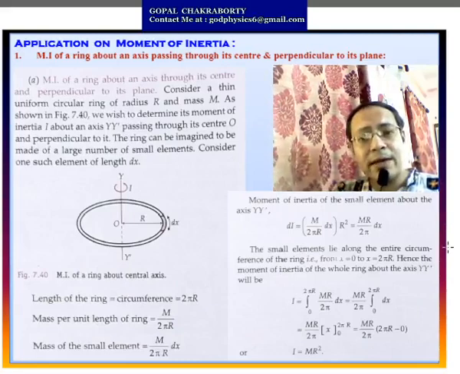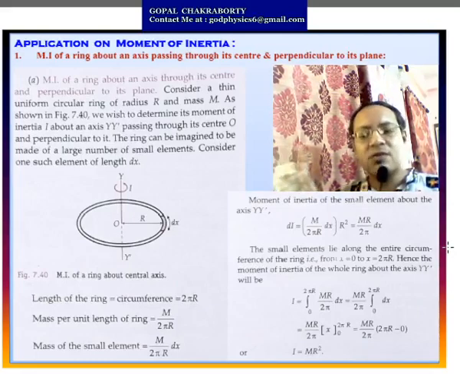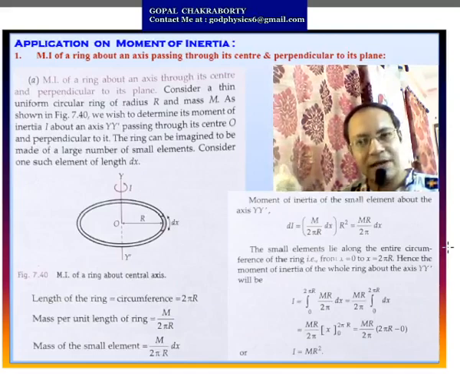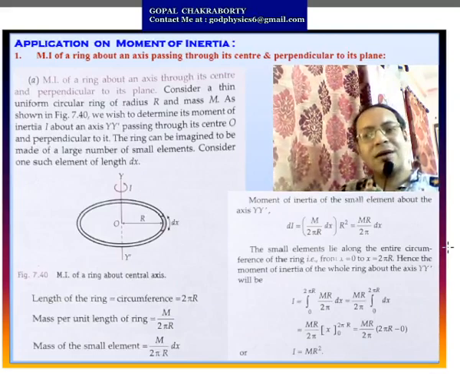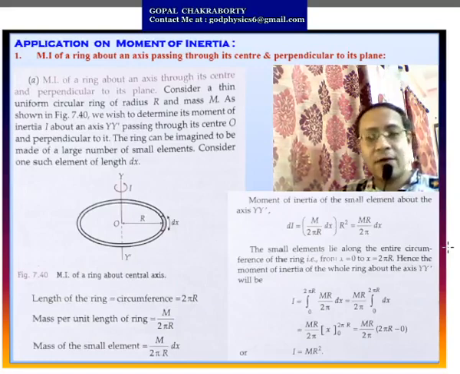Now what will be the moment of inertia? The small moment of inertia due to this small element is dI, which equals this mass into r square, because r is the distance from the axis of rotation Y dash. So we get M by 2 pi r dx into r square, which simplifies to M r by 2 pi into dx. Now you have calculated the moment of inertia for this small element. Now if you integrate from limit 0 to 2 pi r, that will complete the whole ring.